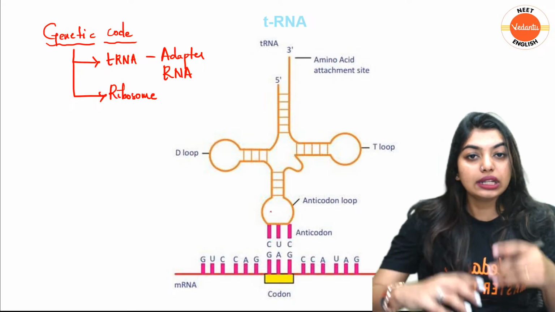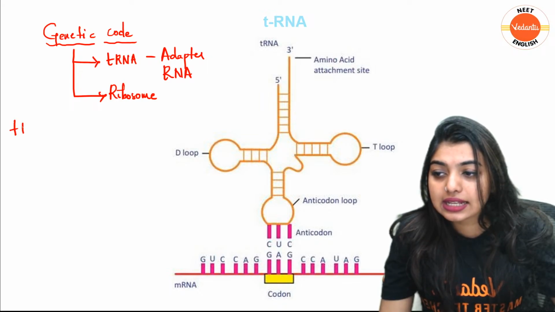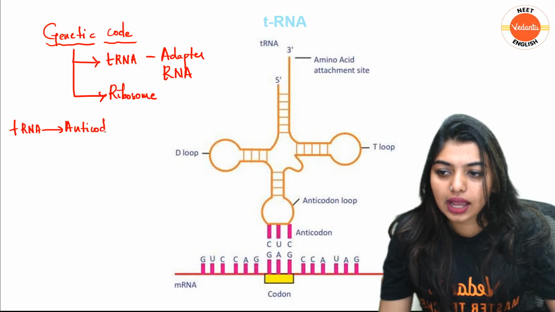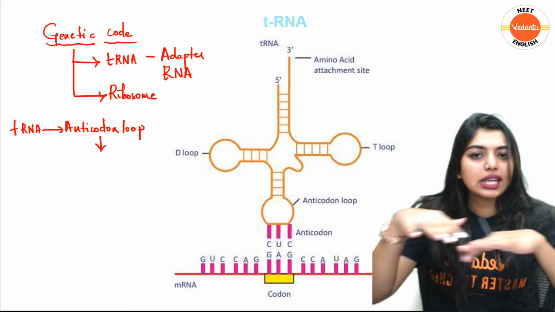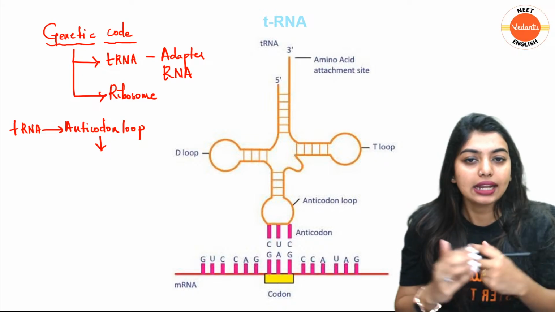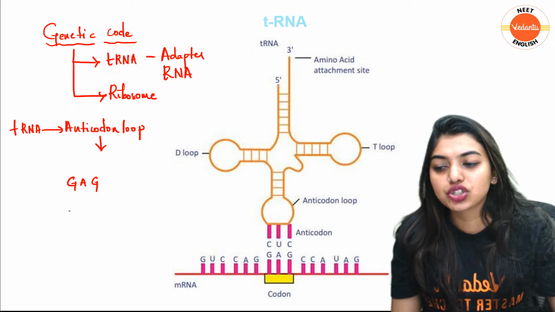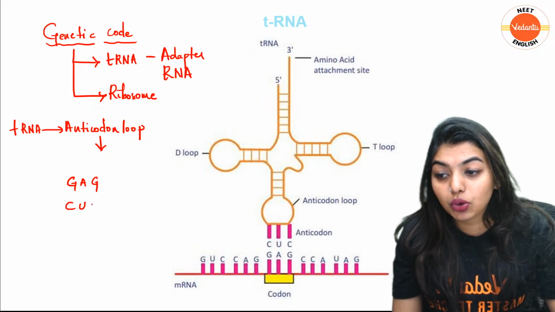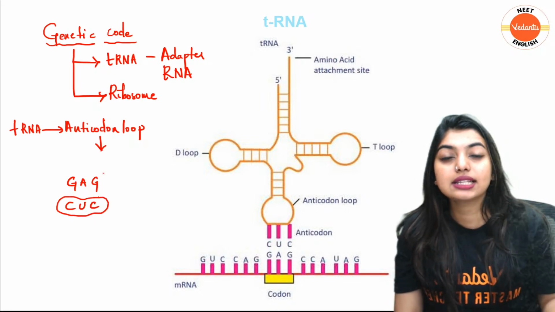Now on the tRNA, we understood that there is an anticodon loop. What does tRNA have? It has an anticodon loop. On the mRNA, there are some codes, right? Complementary to that, they will form another set. Here they have used GAG. So G will pair with C, A will pair with U because we are talking about mRNA, and G will pair with C again. So CUC will be formed with the help of our tRNA's anticodon loop.